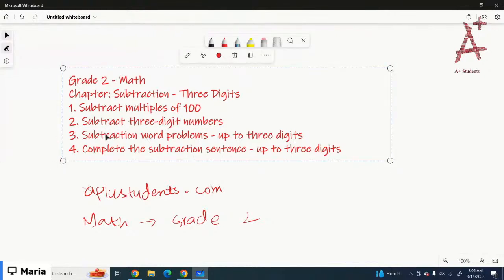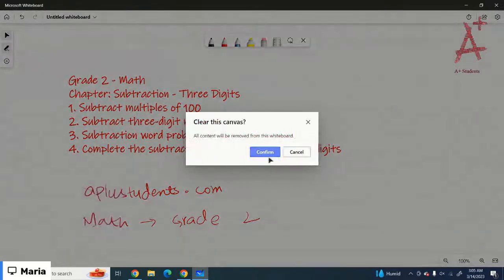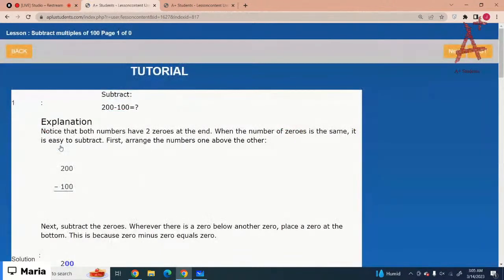So let's just start with the first lesson, that is subtract multiples of 100. So here I am on grade 2 maths. The chapter is subtraction 3 digits, and the lesson I'm going to start with is subtract multiples of 100. So we have to start with subtracting numbers with multiples of 100. Got it? Let's start with the first example.